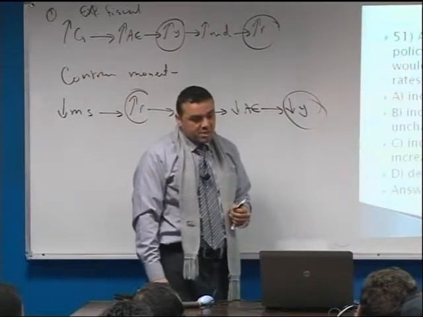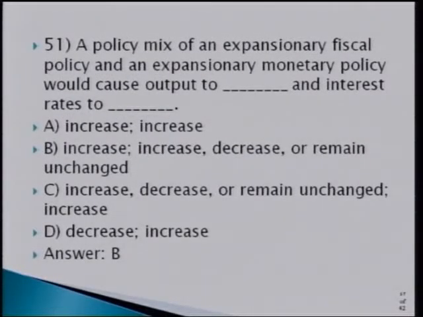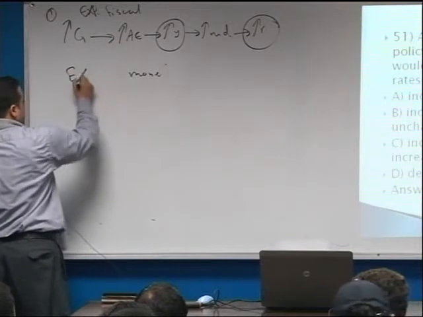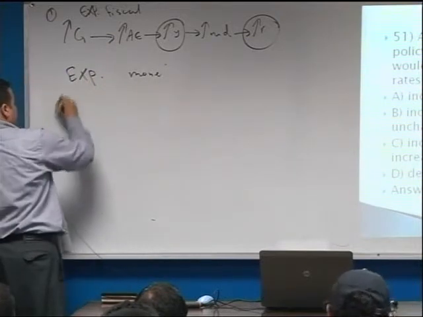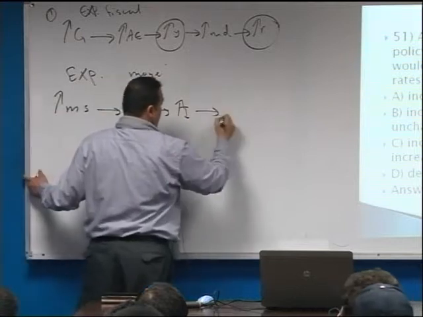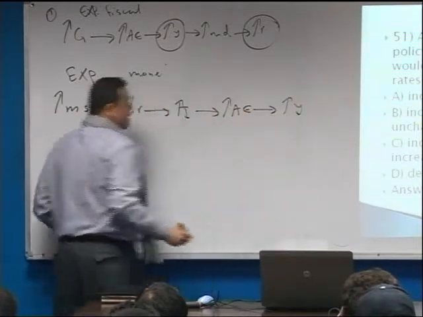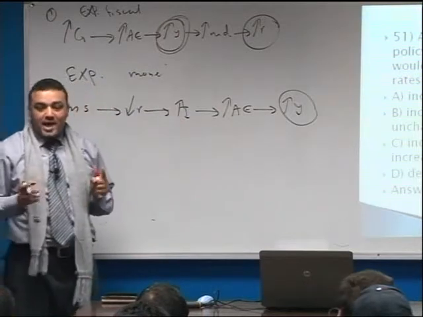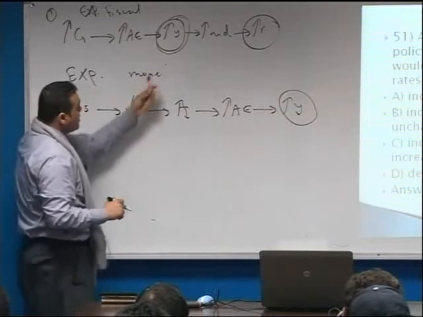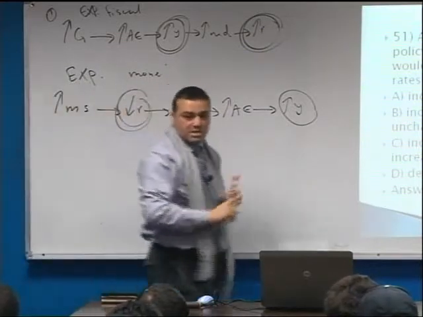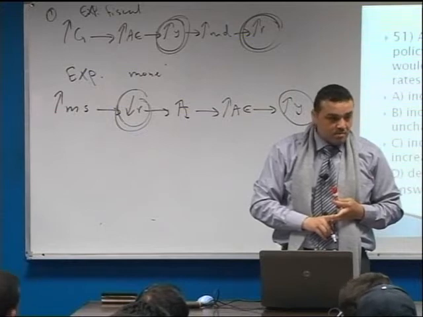A policy mix of an expansionary fiscal and expansionary monetary. Here we have expansionary fiscal, and let's analyze the expansionary monetary. Expansionary monetary means increasing money supply, decrease R, increase I, increase aggregate expenditure, increase Y. So what about Y and R? Y has increased here and increased here, so definitely the aggregate output would increase. But R should be ambiguous because here it increased and here it decreased. So R might increase, might decrease, or remain constant. Right? Is there any problem, guys?